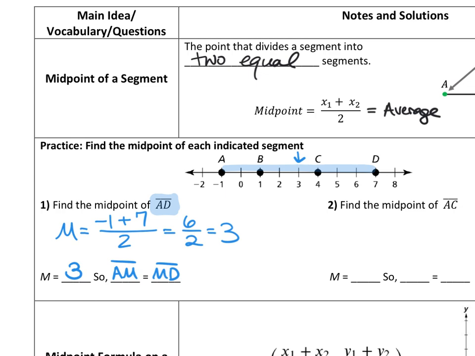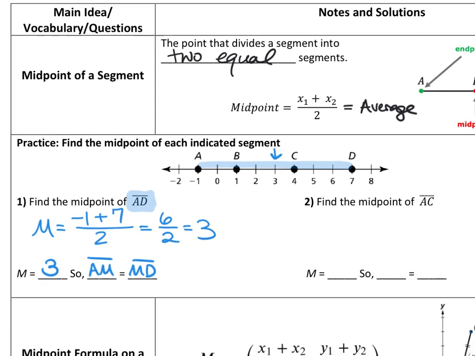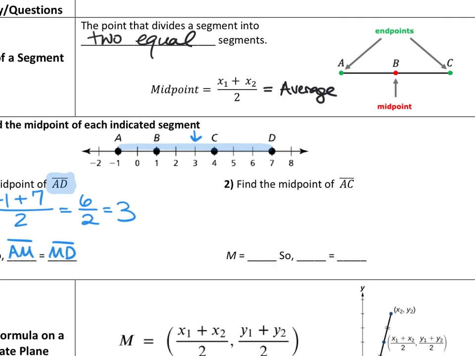Can you try one for me? Find the midpoint of AC. So this time we're going to start at A and go to C. Can you do the same sort of work to find the midpoint of AC? If I were doing this problem, I would say that the midpoint between AC is A, which is -1, plus C, which is 4, divided by 2. -1 plus 4 is 3, and I get 3 divided by 2, which 3 over 2 is the perfect fraction.